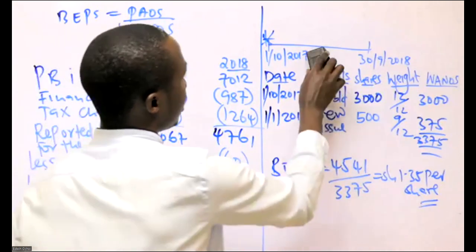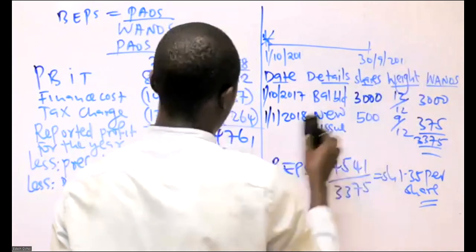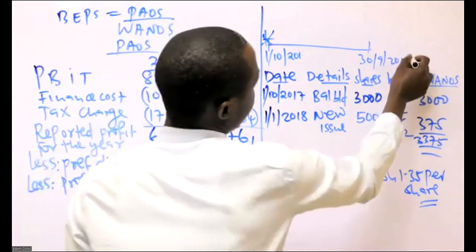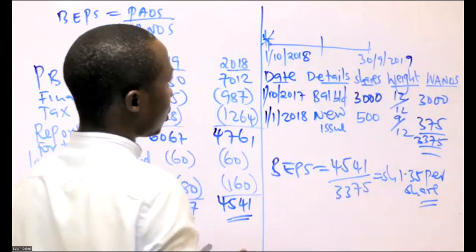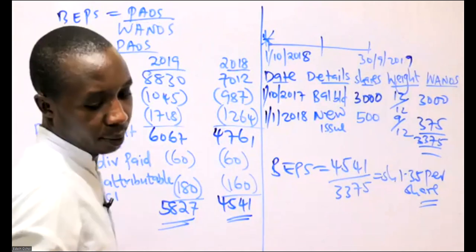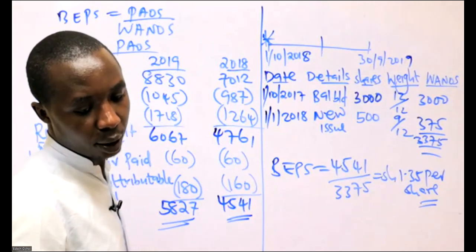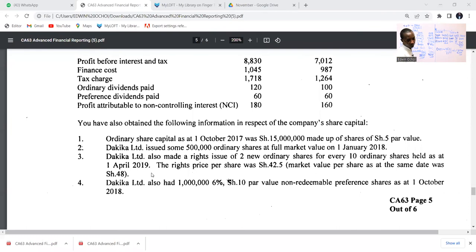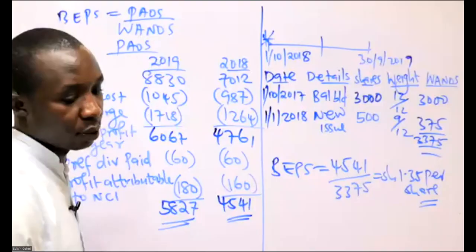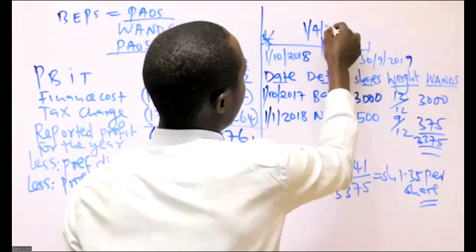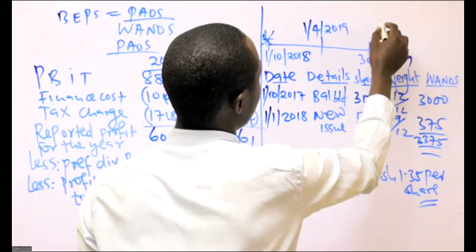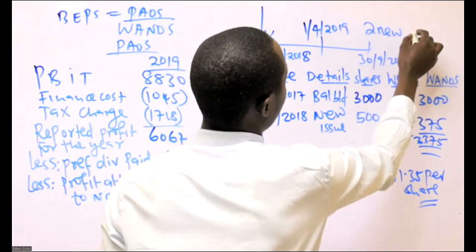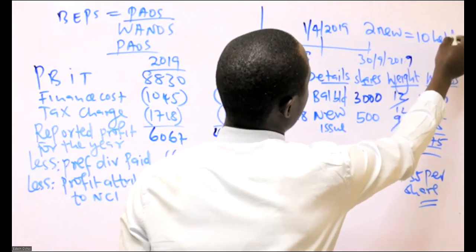So I think we can do 2019. You know that our 2019 was ending September 2019, so starting 2018. The rights issue occurred when? April. When did the rights issue occur? In note 3, it was 1st April 2019, on the proportion of 2 new shares for every 10. 2 new for every 10 held. They made a rights issue.